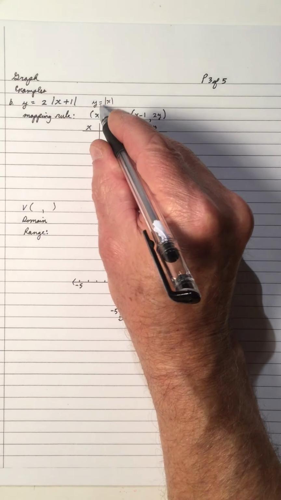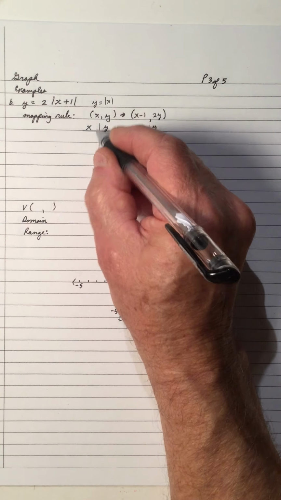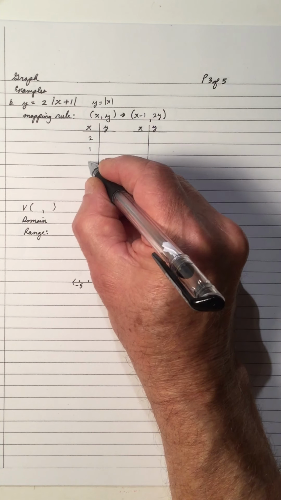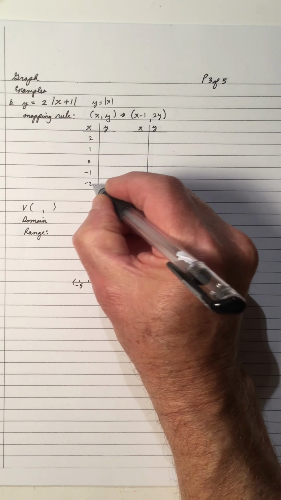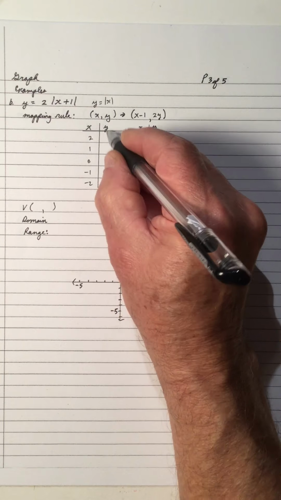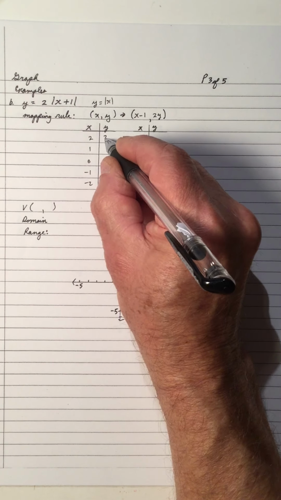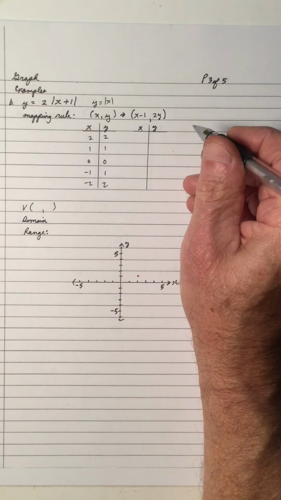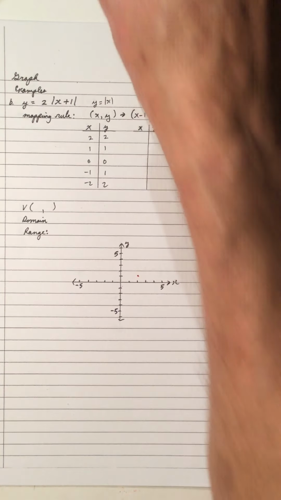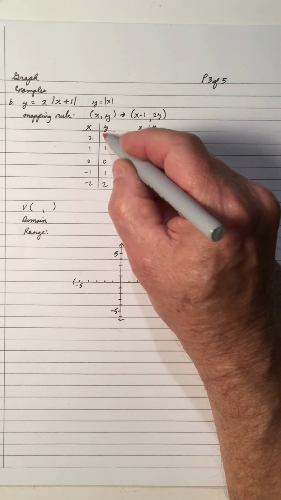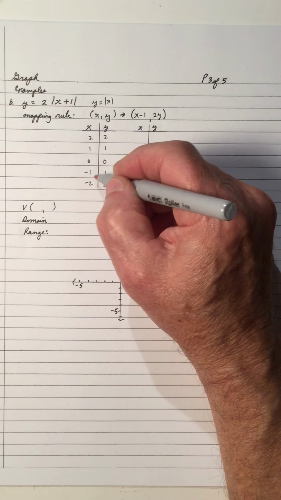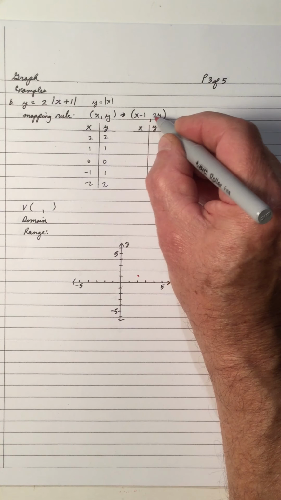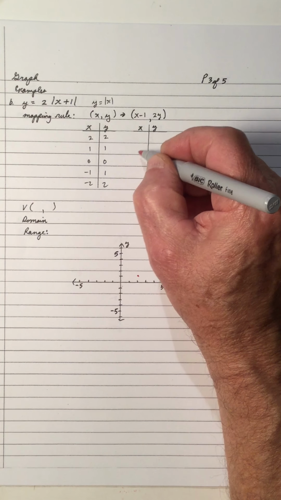So the basic equation, or the parent equation, 2, 1, 0, negative 1, negative 2. The absolute value of these numbers is 2, 1, 0, 1, 2. So now we're going to take this table of values belonging to the basic equation and sub them into this mapping rule, and we come up with this new table.